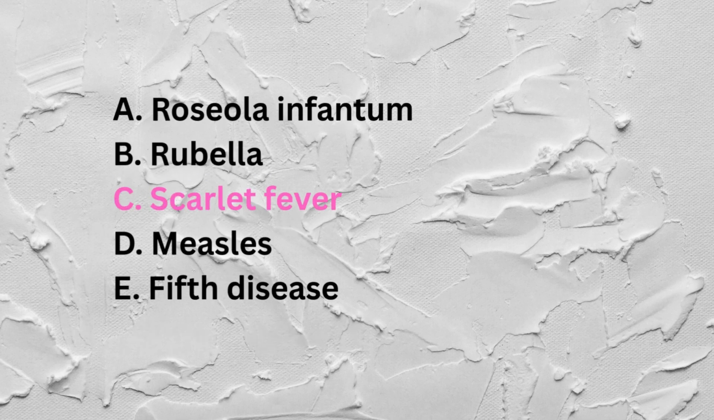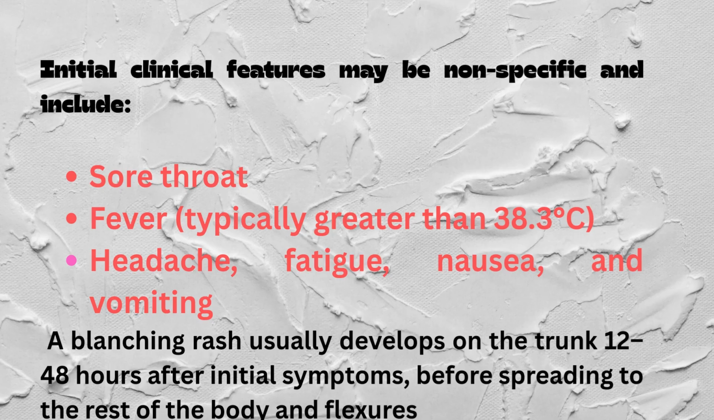Scarlet fever. Initial clinical features may be nonspecific and include sore throat, fever, typically greater than 38.3 degrees Celsius, headache, fatigue, nausea, and vomiting. A blanching rash usually develops on the trunk 12 to 48 hours after initial symptoms before spreading to the rest of the body and flexors.